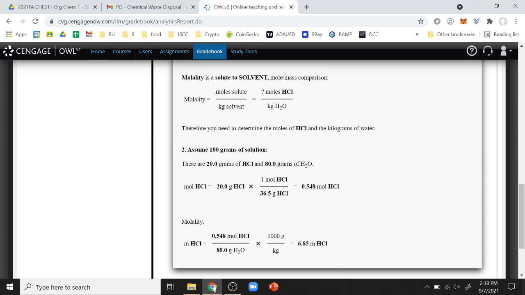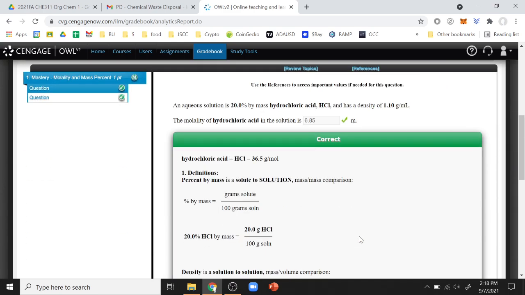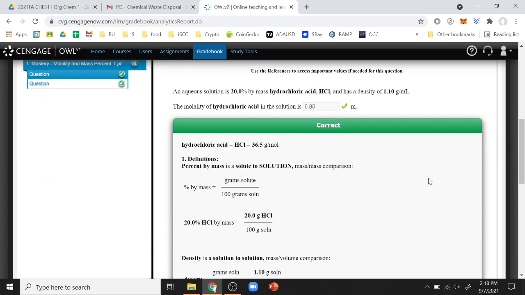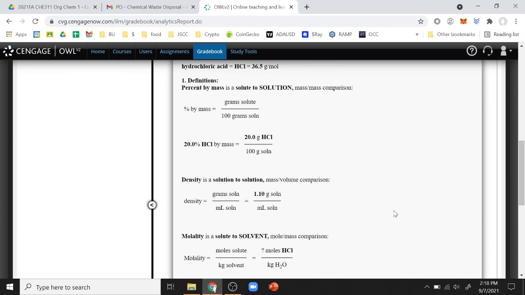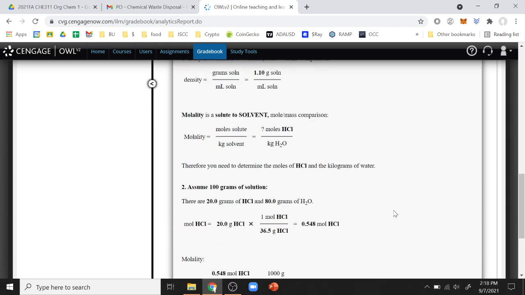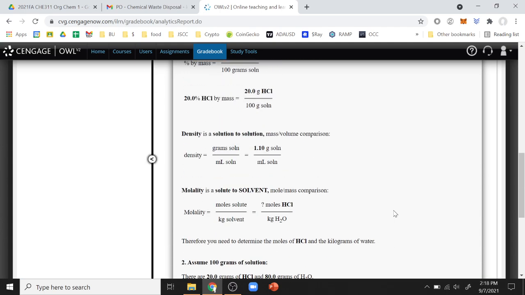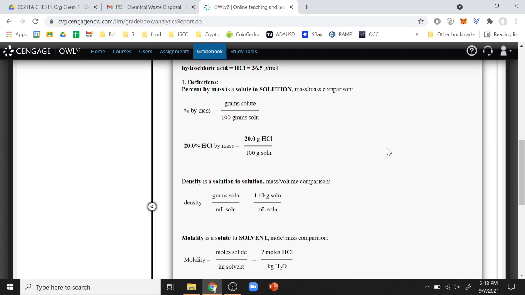Okay, so once we do the work, so we take this number divided by that and multiply it by 1,000, we'll get 6.85 small m, which is molality, HCl. And that's our answer. And that's actually the entire thing. You see, it actually is fairly easy to complete this problem. The problem itself doesn't take a lot of time. What takes all the time is me explaining each number. And this is what takes most of the time.